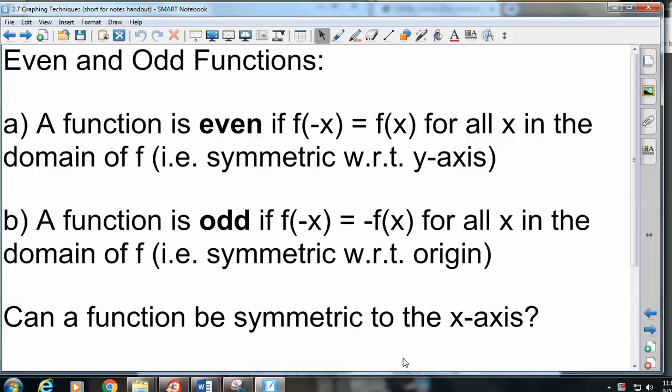Even is another way to say symmetric to the y-axis. So positive x and negative x give you the same answer. Odd is another way of saying symmetric to the origin. So to check that, we were plugging in a negative x and a negative y.